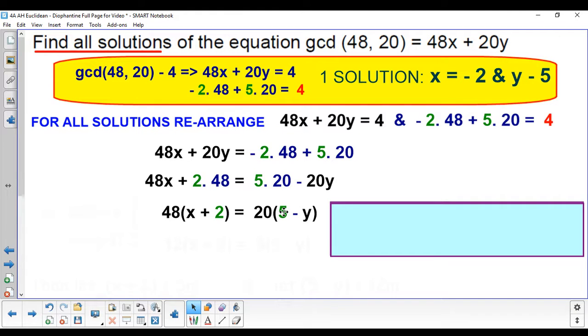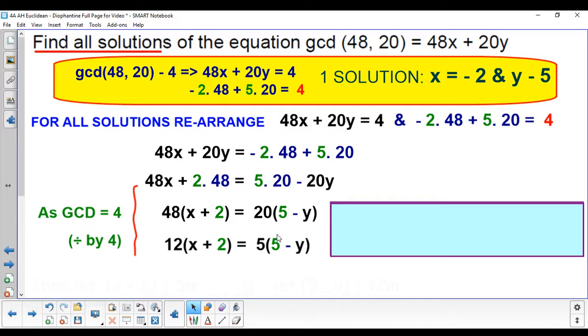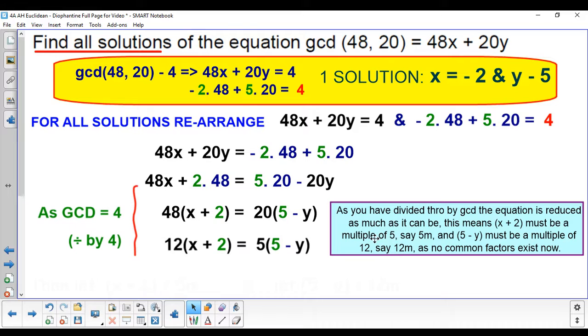Now here's where your greatest common divisor comes in. You know your greatest common divisor is 4. What that means is you could divide your answers by 4. So that reduces it down as much as it can, because it was the greatest common divisor. You can't reduce it any more than that. So as you've divided through by the greatest common divisor, the equation is reduced as much as it can be, and this means that x plus 2 has to be a multiple of 5, because if there's a multiple of 5 on that side, and these are reduced down, this has to be a multiple of 5.